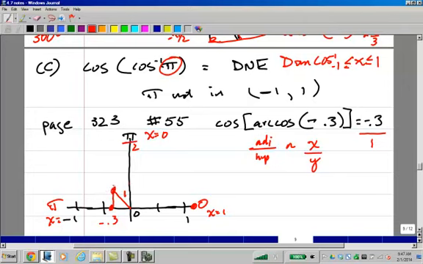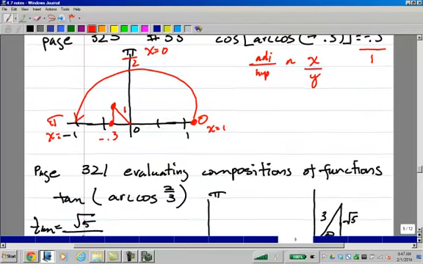Now, we're not going to figure out what the y-coordinate is here because we don't really care. Why? Because we're doing a composition of functions. The question is, is negative 0.3 as an output from the cosine within the range of the arc cosine? Well, it most definitely is. It's right here, within the top hemisphere. So we can simply say the cosine of the arc cosine of negative 0.3 is negative 0.3.